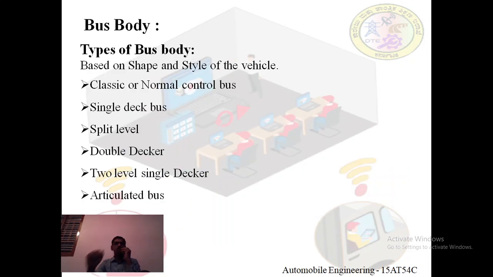Next, types of bus body based on shape and style of the vehicles. The classic or normal control bus, single deck bus, split level, double decker, two level single decker, articulated bus. Based on the distance traveled, the types of bus body: minibus, suburban bus, town bus, midi bus, long distance bus, touring coach. So these are the types of buses based on distance. Based on shape and style of the vehicles, these are the types of bus bodies.